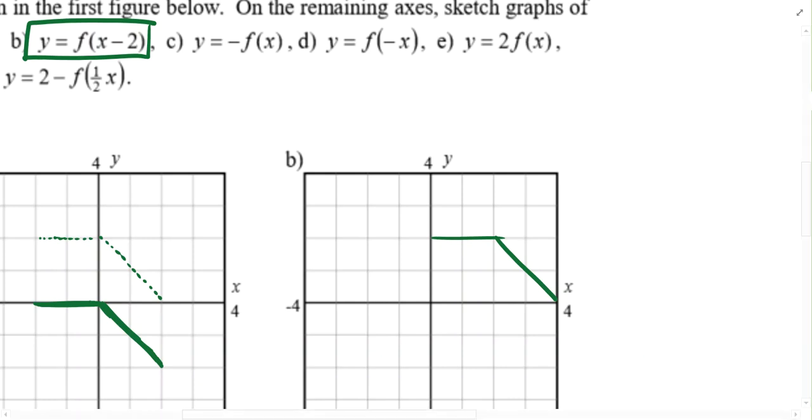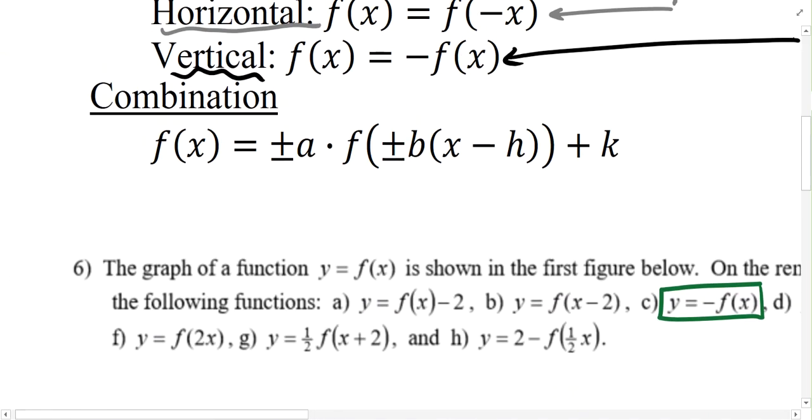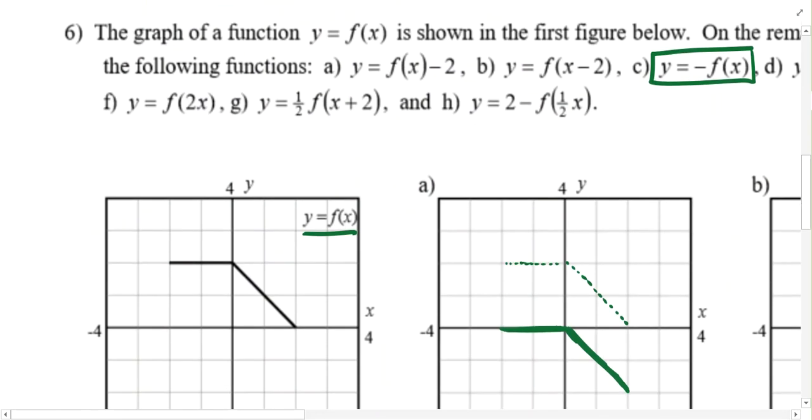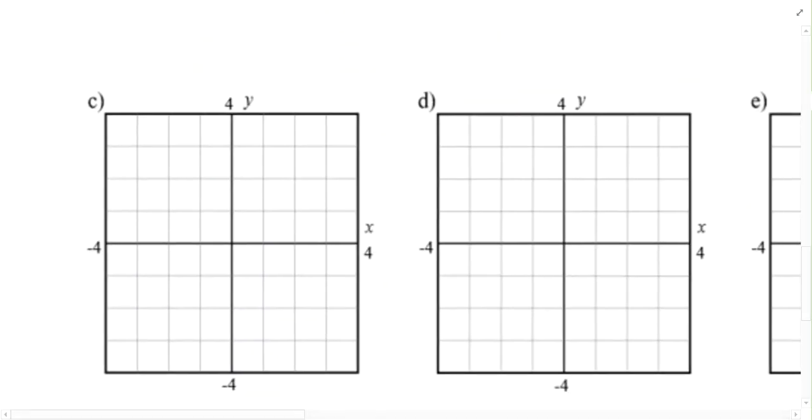For question C, we have the function f of x with a negative sign in front of it. So this negative sign in front, it's outside of the grouping symbol, so I know it's a vertical change, and the negative symbol does indicate a flip. So for part C, we need to flip this original function vertically.